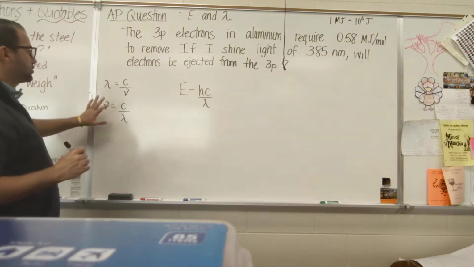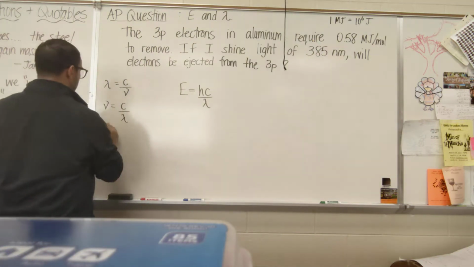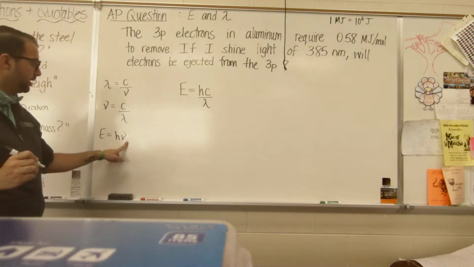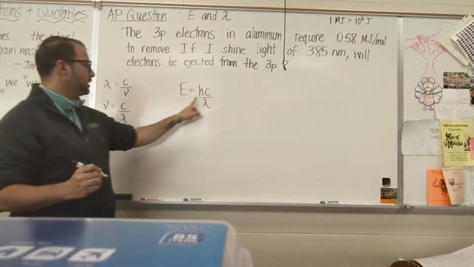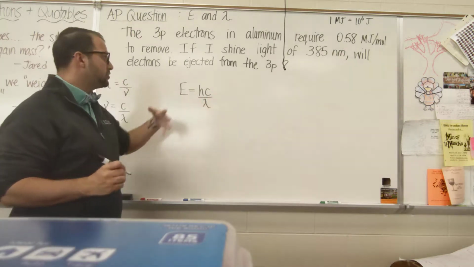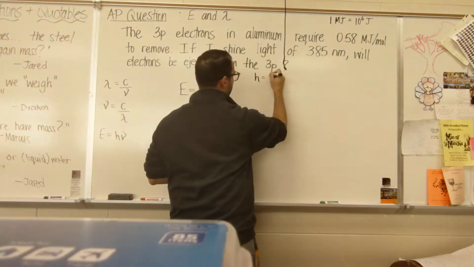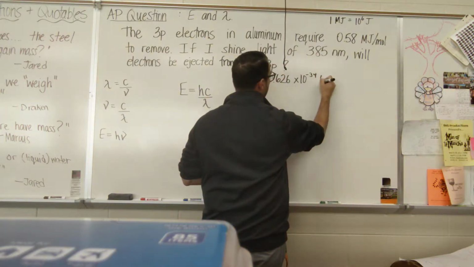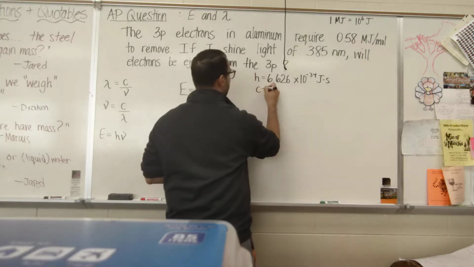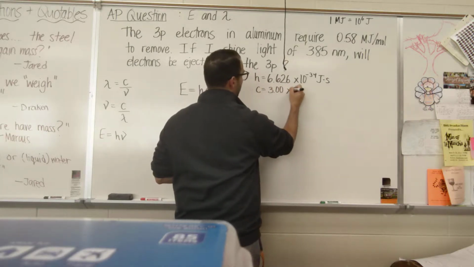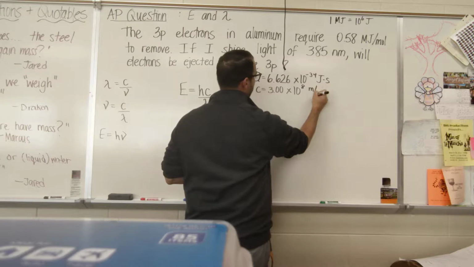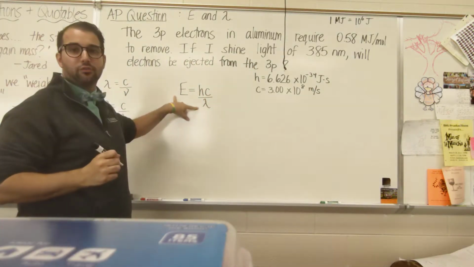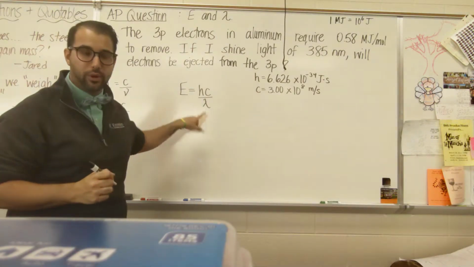If I plug and chug into an energy equation, I have E is equal to h nu. I could do h times the frequency, or I could do h times c over lambda. Now h is a constant. It's called Planck's constant, 6.626 times 10 to the minus 34th joules times second. C is the speed of light, 3.00 times 10 to the 8th meters per second. These are constants that are going to be given to you. The only thing you don't have or you're looking for is either the energy or the wavelength.